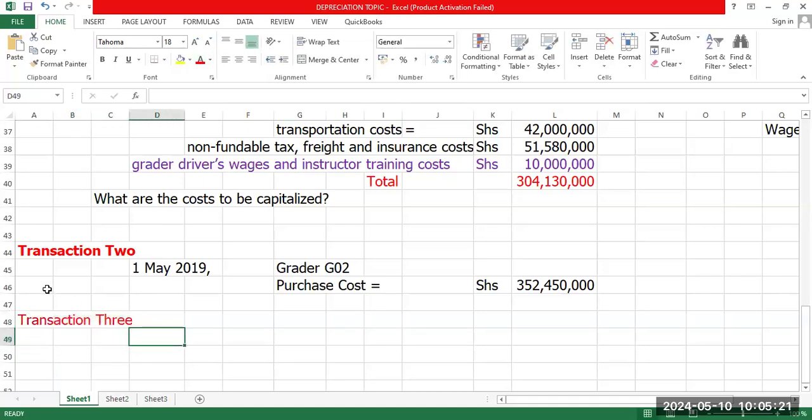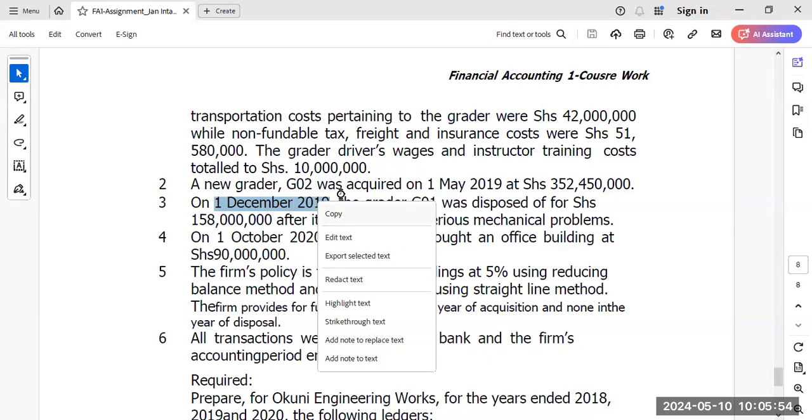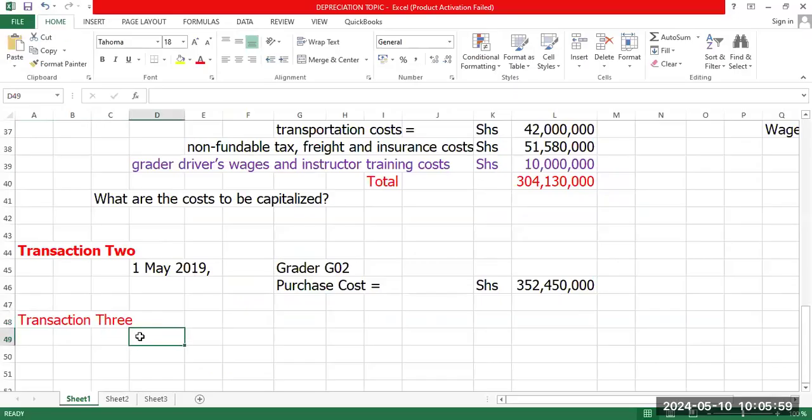Transaction number 3, they are telling us that on 1st December 2019, the grader G01 was disposed of. So they sold this grader for this amount after it had developed serious mechanical problems. So we come here. We note that on this date, we sold our grader 1. It matters a lot to know the time of disposal.